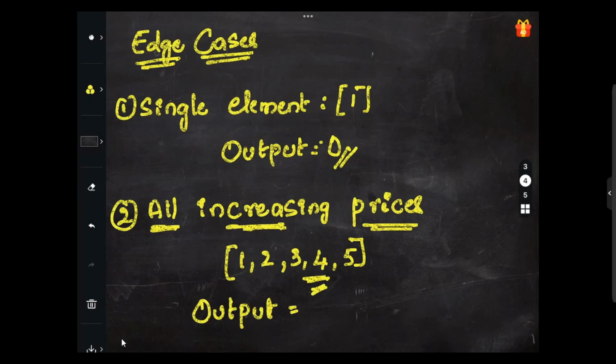Let's go with the third edge case, all decreasing prices. So the output for the third edge case will be 0, because no transaction is possible at all, because we are making use of all decreasing prices, right? No transaction will be possible at all. If we buy this one, we cannot sell for 4, we have to sell for greater, right? We have to gain the profit here.